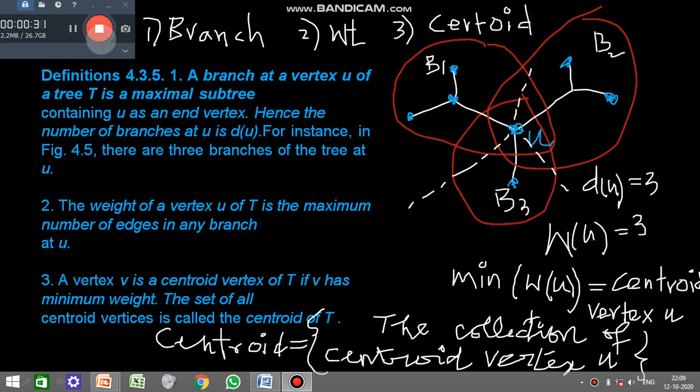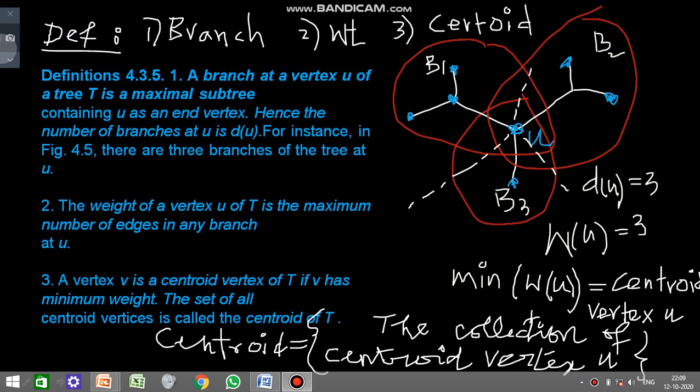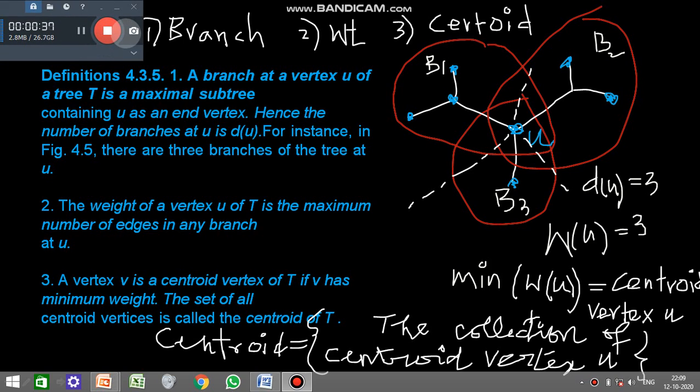Now I'm going to talk about some definitions on a branch, weight, and centroid of a graph, of a connected graph. Now, what is a branch at a vertex U of a tree? So, tree is what we are discussing at present. A tree is what? A connected graph without cycle is called a tree.